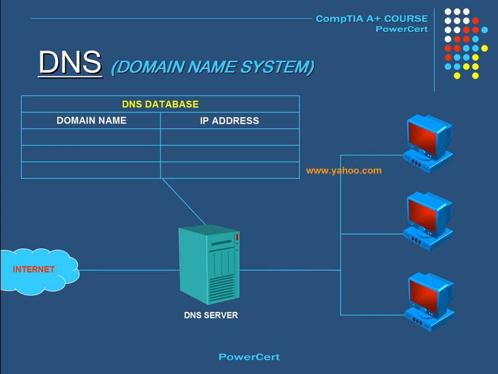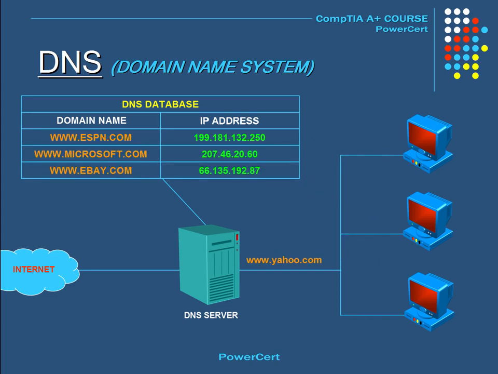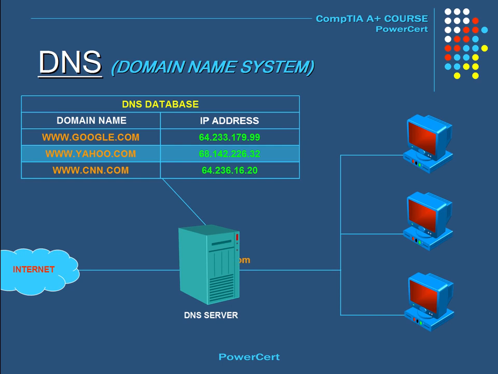So for a demonstration, when you type in yahoo.com in your web browser, the DNS server will search through its database to find a matching IP address for that domain name. And when it finds it, it will transform that domain name to the IP address of the Yahoo web server. So DNS basically works like a phone book. When you want to find a phone number, you don't look up the number first. You look up the name first. Then it will give you the number.